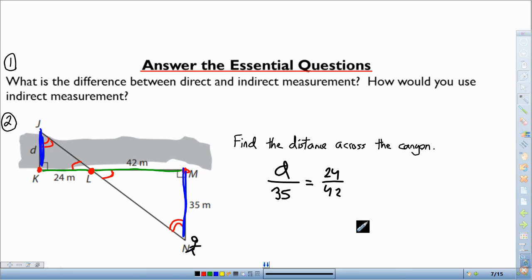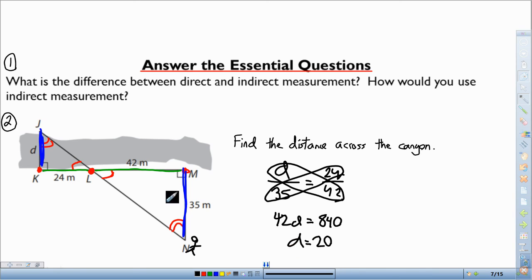Now we can cross multiply and see what happens. So 42 times d is 42d, and 24 times 35. Let me try that again. Looks like we're getting 840. Last thing, divide both sides by 42. And it looks like the distance across the canyon is going to be 20. It looks like we're in meters, right? So 20 meters.